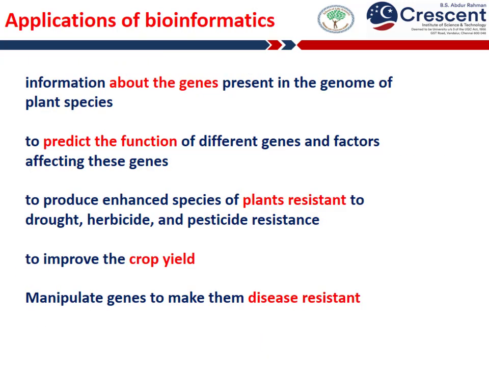Tools of bioinformatics are playing a significant role in providing information about the genes present in the genomes of these species. These tools have also made it possible to predict the function of different genes and factors affecting these genes. The information provided about the genes by the tools enables scientists to produce enhanced species of plants which have drought, herbicide and pesticide resistance in them. Certain changes can be made in their genome to make them disease resistant.